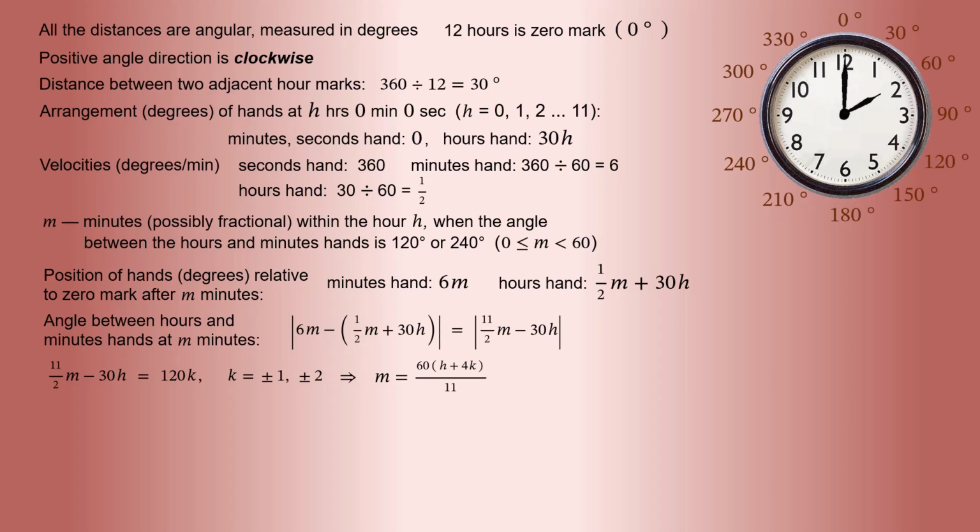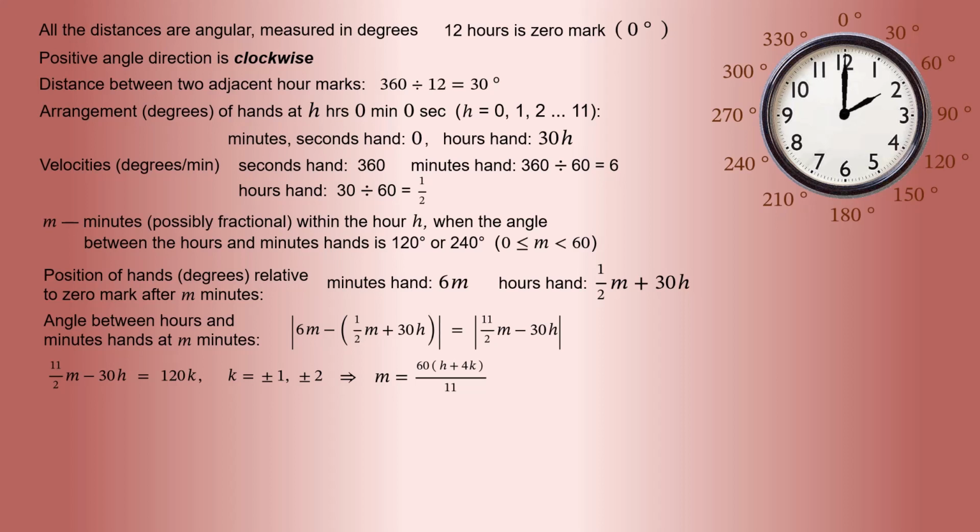Though four values of k provide four distinct values of the expression, given that m is non-negative and less than 60, it may take no more than two values within an hour. This can be seen by considering different values of h. However, I won't do that, since it takes much time and doesn't help solving the problem. Instead, I'm going to give few examples.